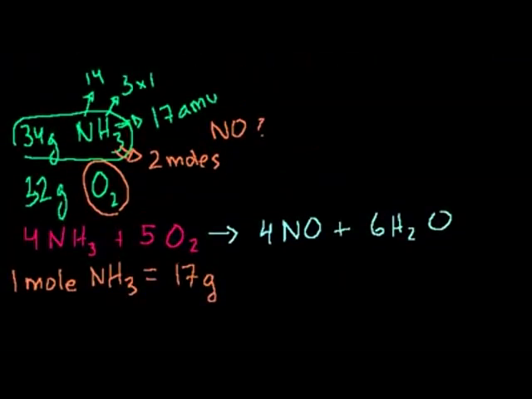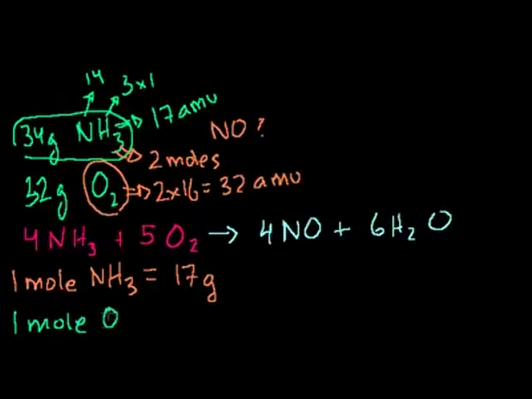16. So what's the molecular mass of the diatomic molecule O2? Well, it has 2 oxygens, so it's going to be 2 times 16. It equals 32 atomic mass units. 1 molecule of O2 is 32 atomic mass units, or 1 mole of O2 is how many grams? Well, if one molecule is 32 atomic mass units, then 6 times 10 to the 23 of those molecules are going to be that many grams. 32 grams. So how many moles of oxygen have we been given? We've been given exactly 32 grams of oxygen, which is exactly 1 mole.